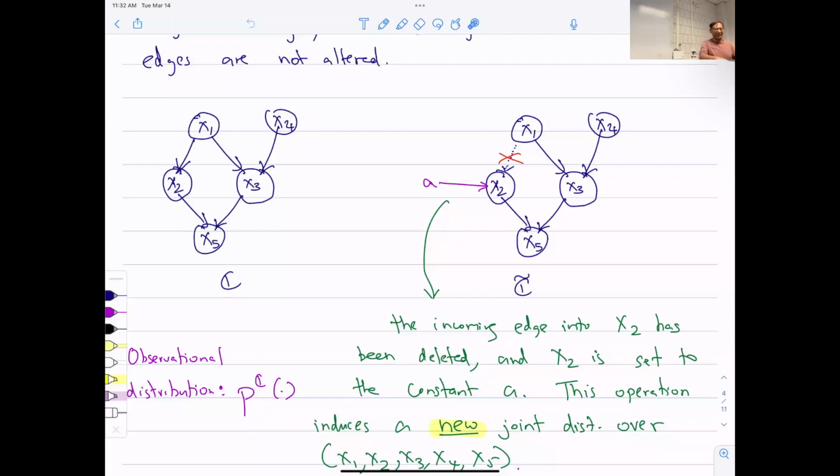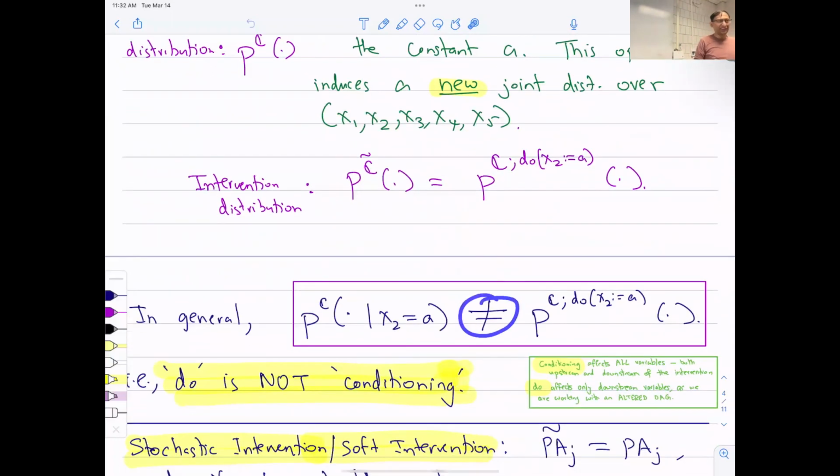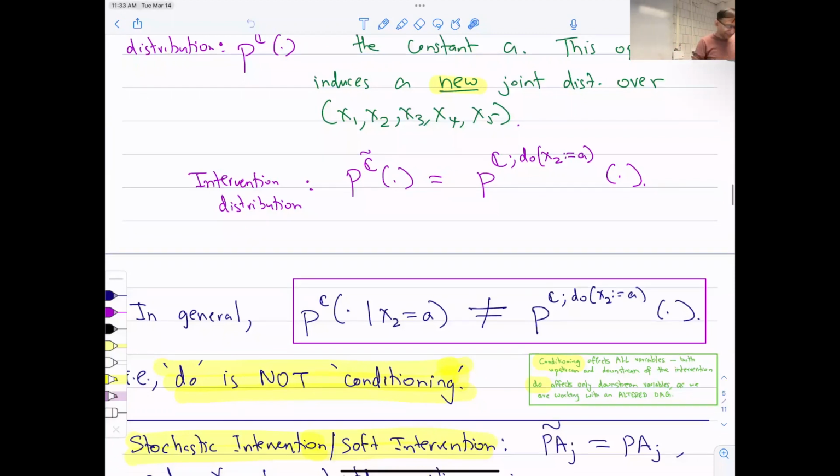I'm just giving you a heads up that even though these are not equal in general, there are cases where they could be equal. And the intuition you should keep in mind is that conditioning affects all nodes in the graph, irrespective of whether they're neighbors or not, because you are just changing the distribution of all samples.